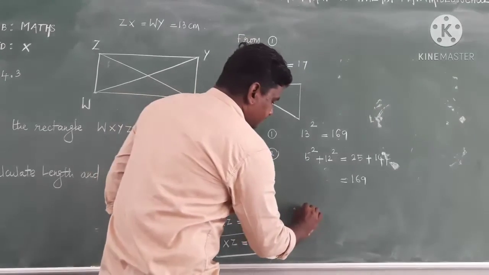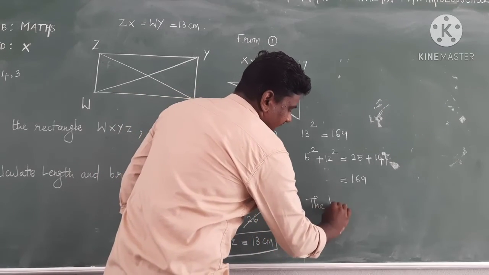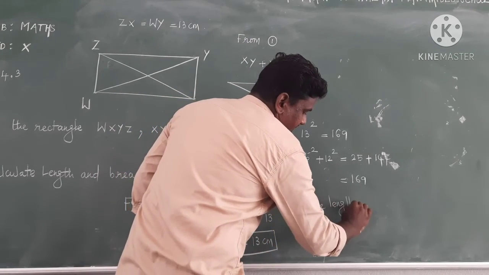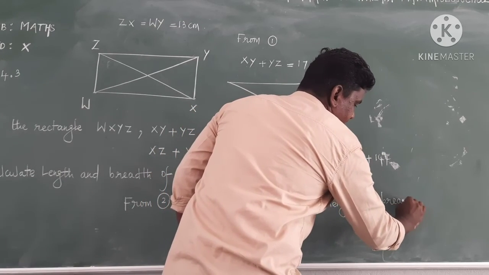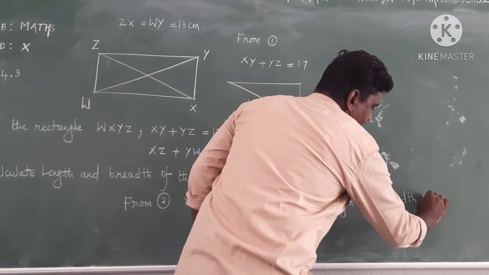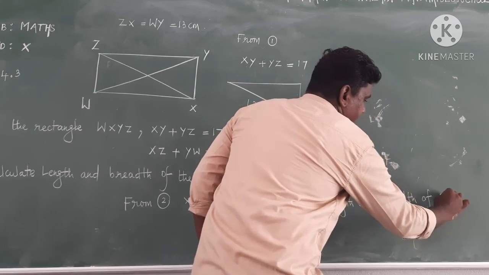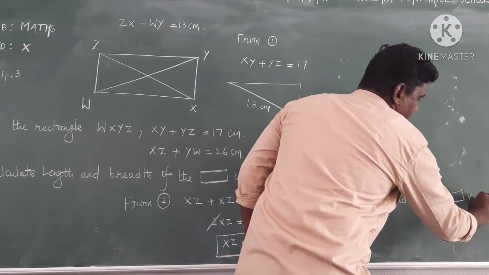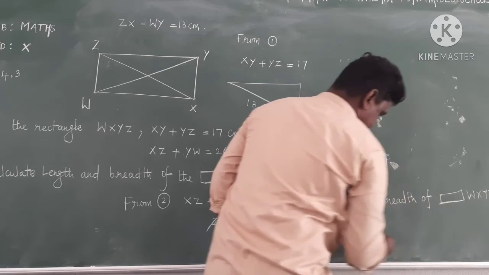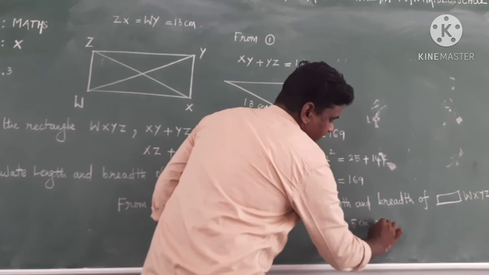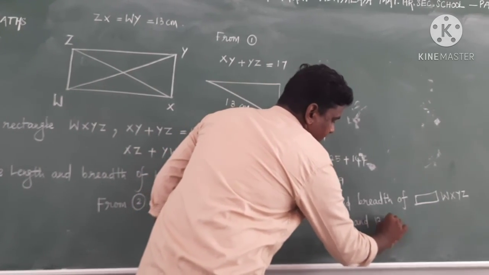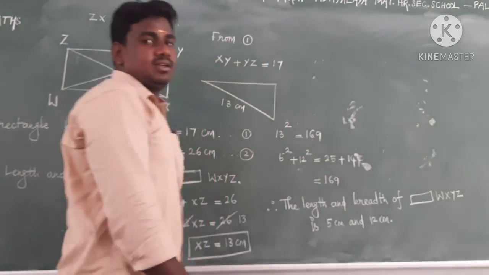Okay, so the length and breadth of rectangle WXYZ is 5 cm and 12 cm respectively.